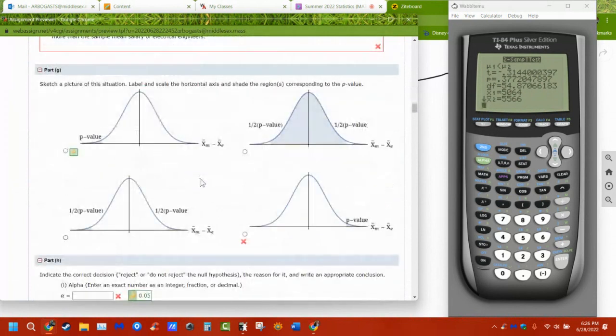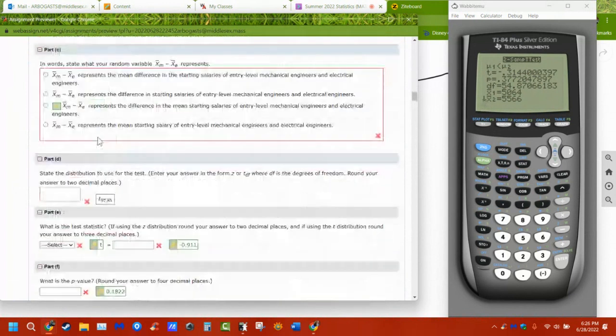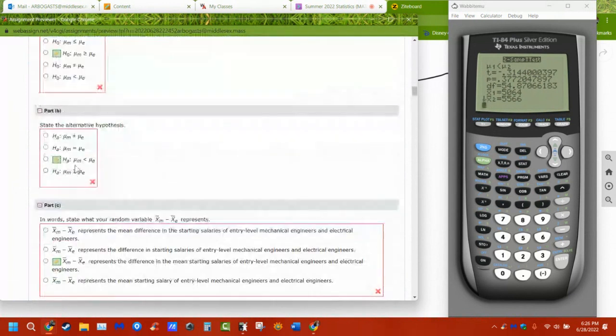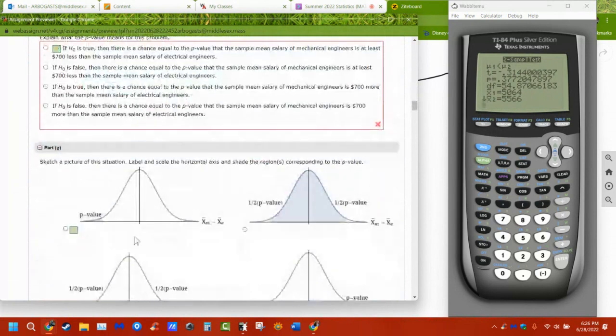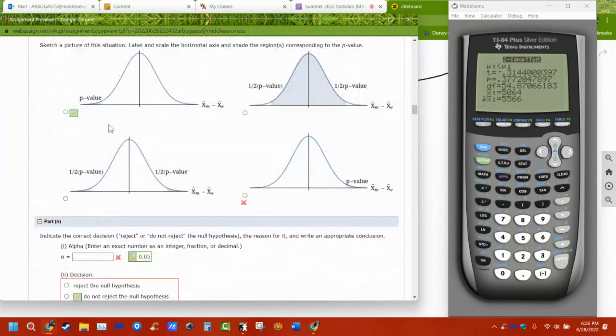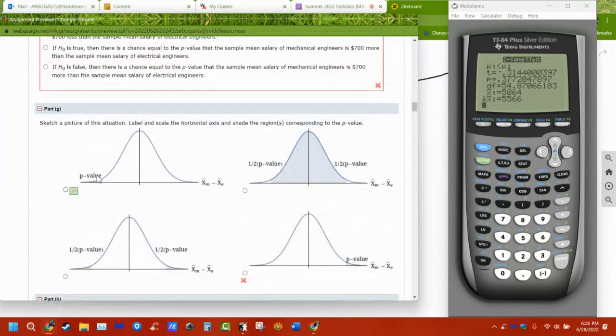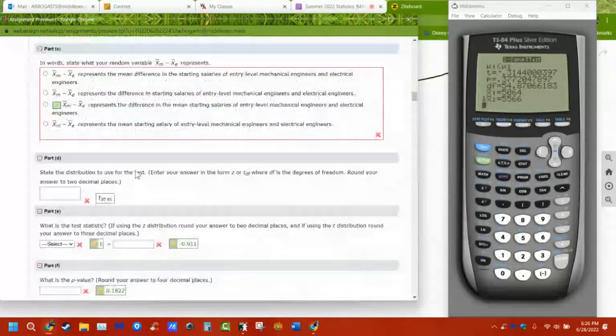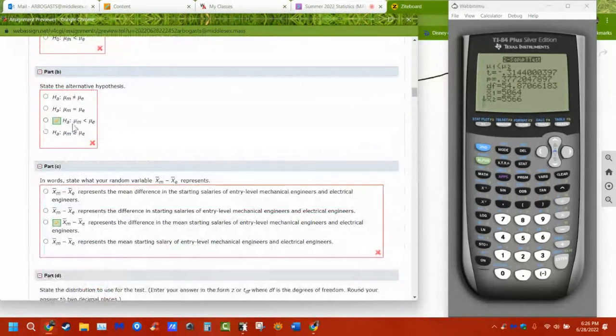And then they ask us for the graph. It's going to be obviously the one that has less than, because that's what we're testing. There's only one of them, so it's not hard to figure out which one it is. Just make sure that this picture matches the alternative hypothesis.